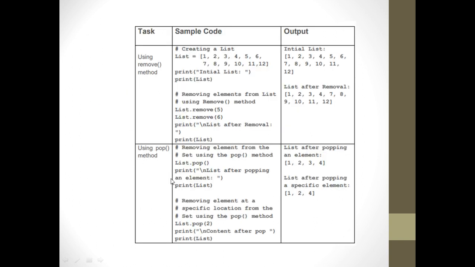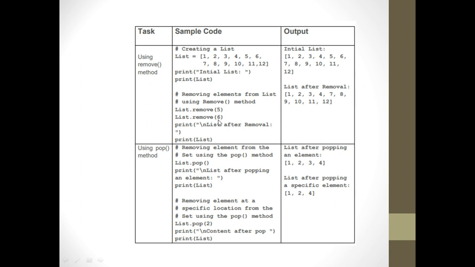Let us see examples. With remove, this is the list 1 to 12, and I say list dot remove 5. So now it will remove this 5. I want to remove this number 5, so it will remove the number 5. I will remove number 6. So 5 and 6 are deleted.